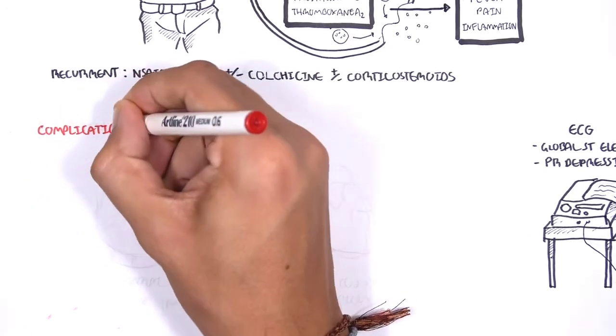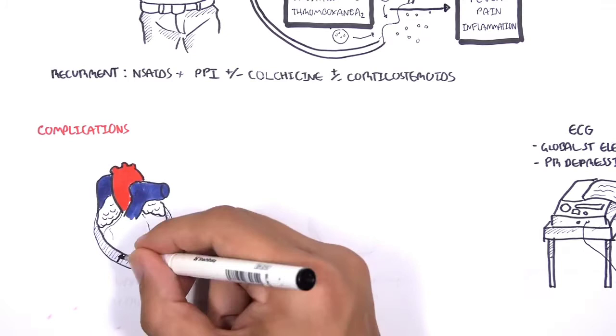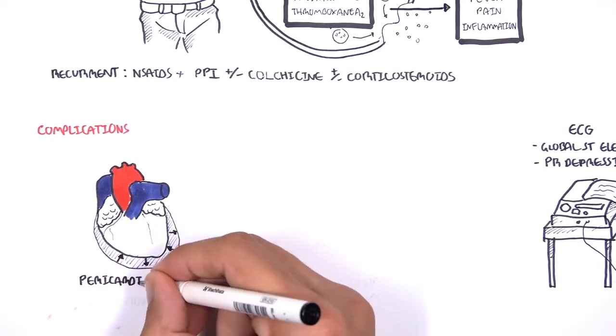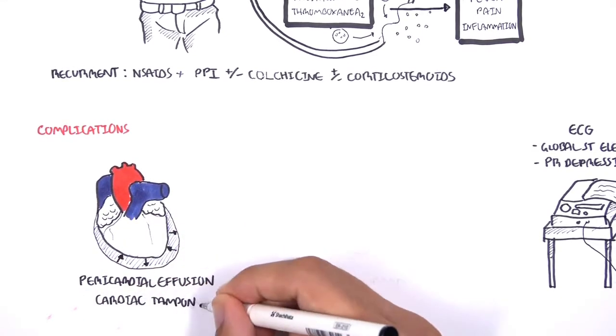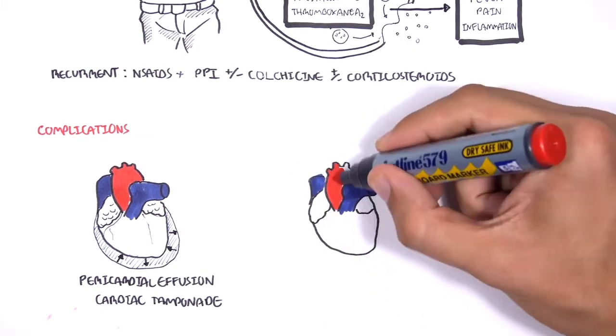Complications of pericarditis include pericardial effusion, which was mentioned earlier. Pericardial effusion can become cardiac tamponade once the fluid builds up and becomes so bad that it impairs heart contractility. Another complication can be chronic constrictive pericarditis.